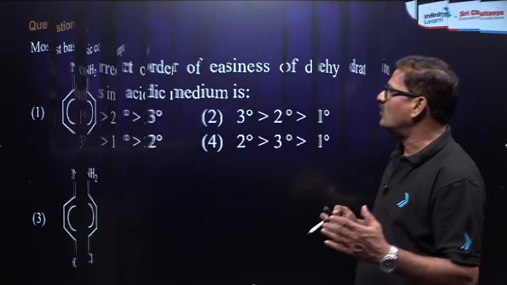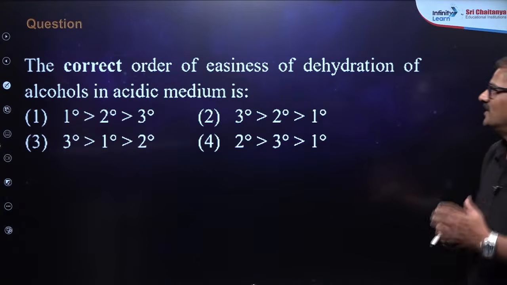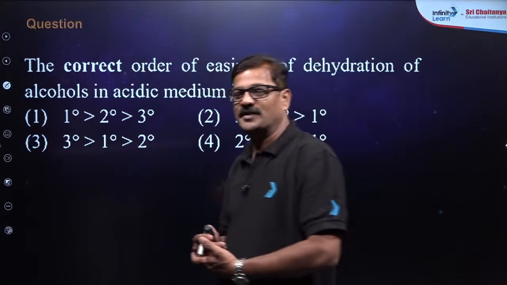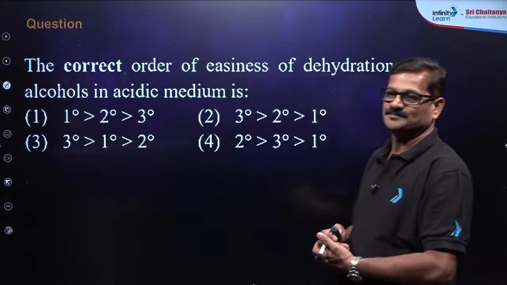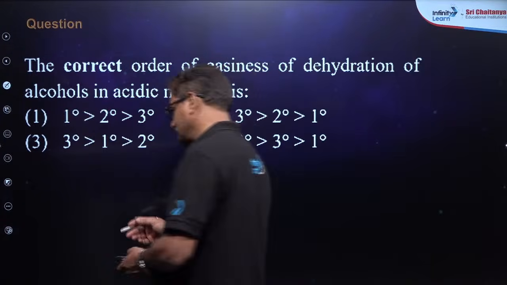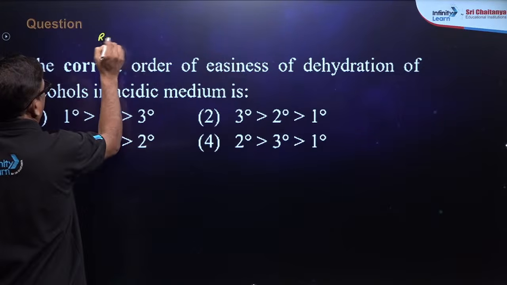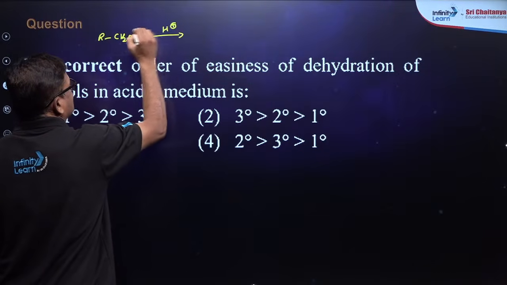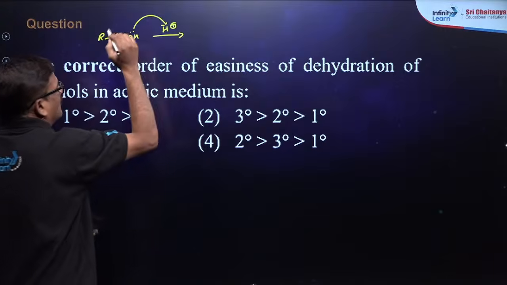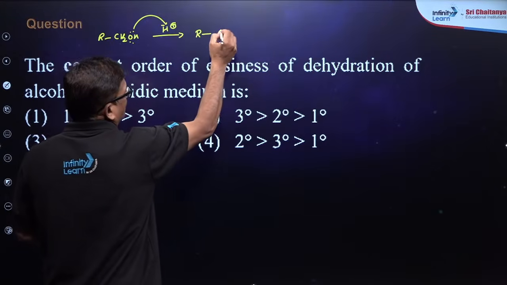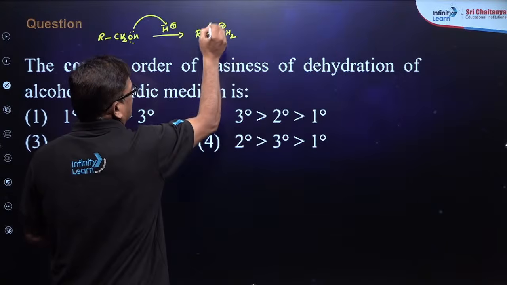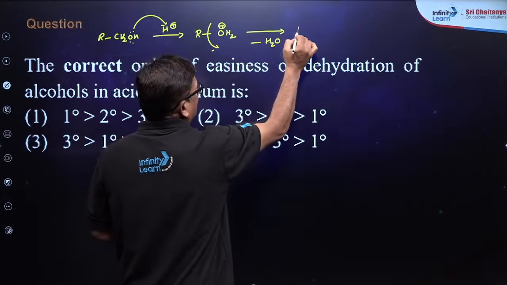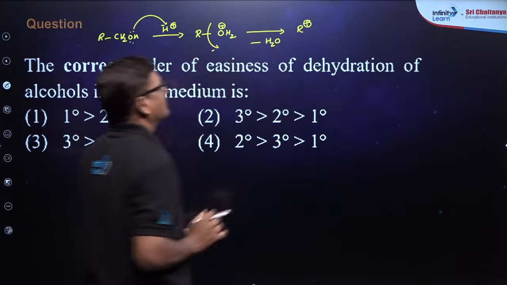So, getting ready for one more question here: the correct order of ease of dehydration of alcohol in acidic medium. Who will give the answer? When you talk about the alcohol, R-CH2-OH, it is going to be acid catalyzed. This OH is a poor leaving group, so you get a protonated alcohol that can be easily dehydrated. When it is dehydrated, you get a carbocation.